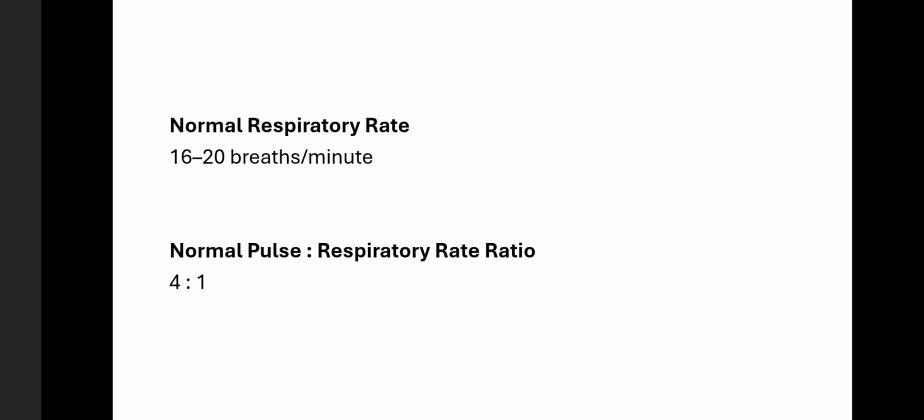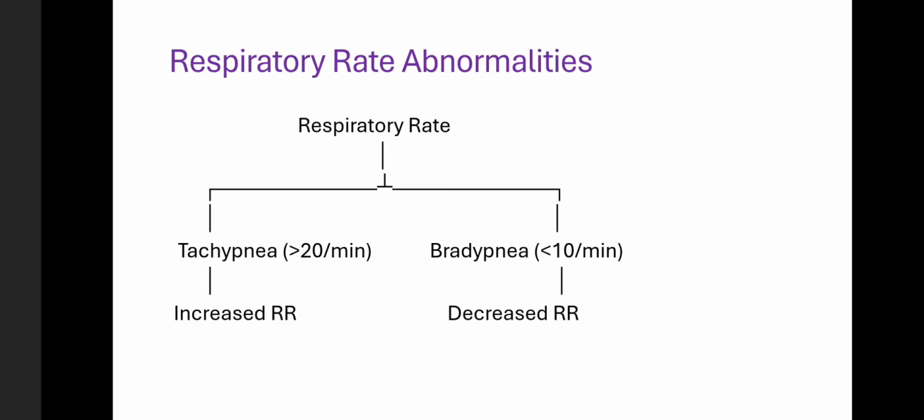Remember, our normal resting rate is 16 to 20 breaths per minute, maintaining a tight 4:1 ratio with the pulse rate. If that ratio is disrupted, something is fundamentally wrong. While we look at the clinical deviations, we split the tracks into two primary directions: tachypnea and bradypnea.